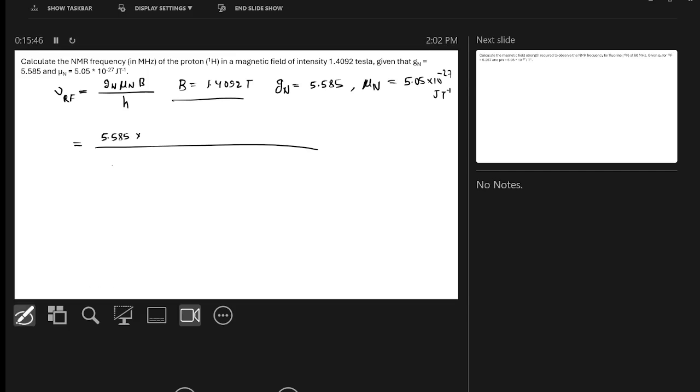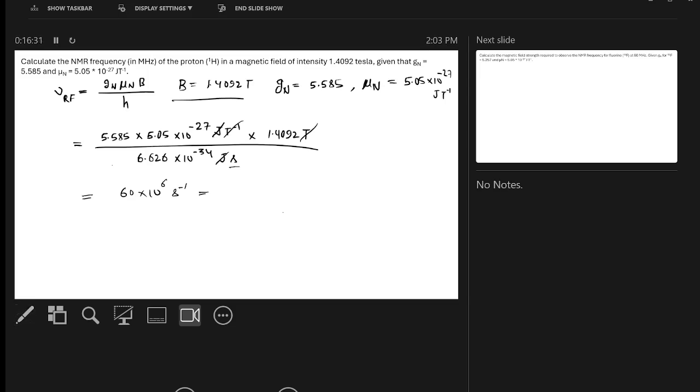So it's 5.585 multiplied by 5.05 times 10 to the power minus 27 joule per Tesla. And how much magnetic field are you applying? 1.4092 Tesla. And what is the value of h? 6.626 times 10 to the power minus 34 joule second. So the Tesla can be cancelled out, the joule can be cancelled out, and after solving, you will get something like 60 times 10 to the power 6 per second. So it will be second inverse.